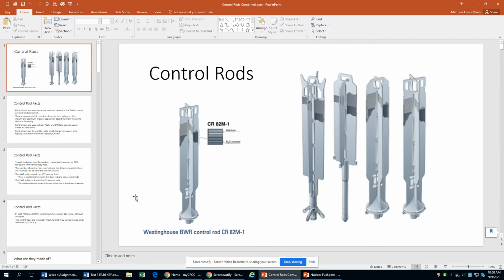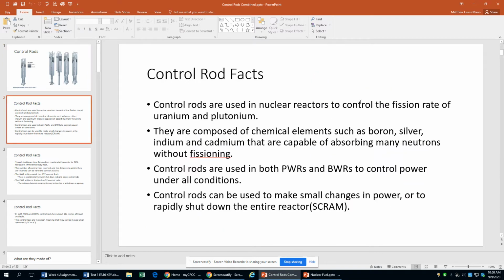So let's look at control rods. Here are some different types of control rods that we have. They're used in nuclear reactors to control the fission rate, so how often the atom splits. When I talk about fission, I'm talking about splitting the atom. We will not be talking about fusion very much, which is what the sun does.